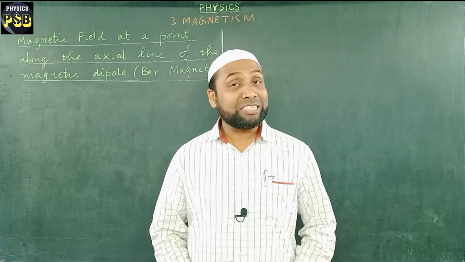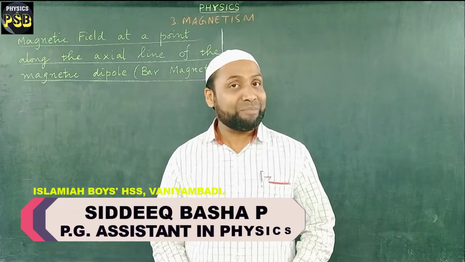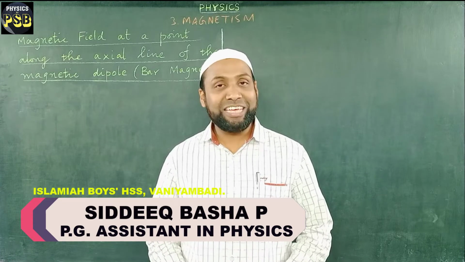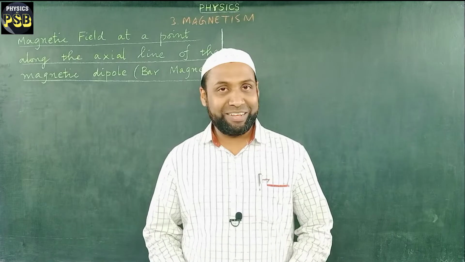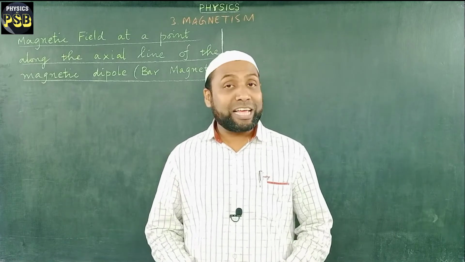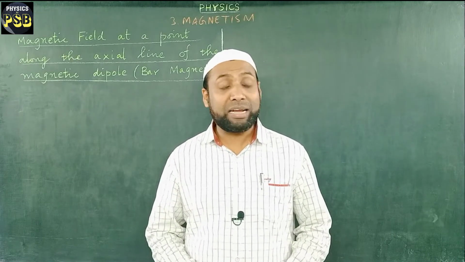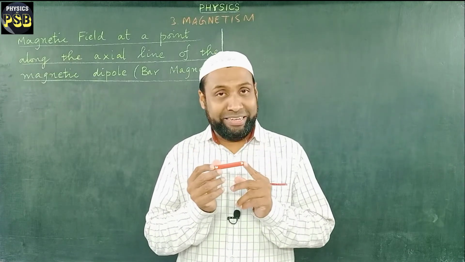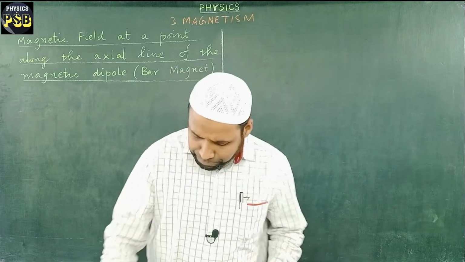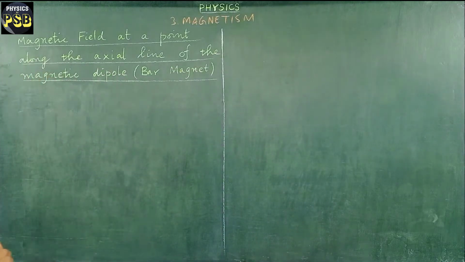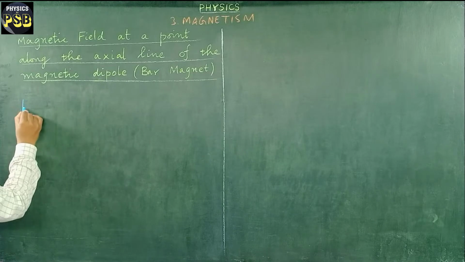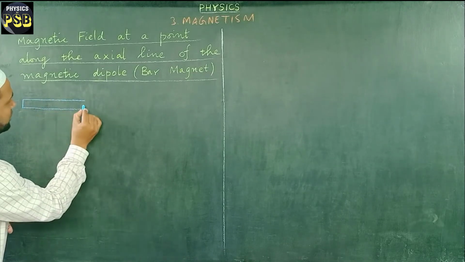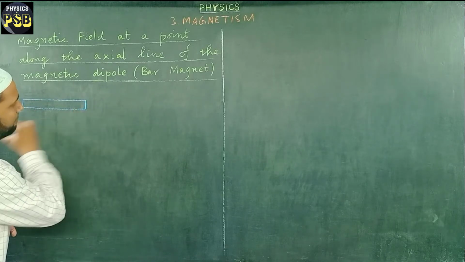We know the space around a magnet in which another magnet experiences a force is referred to as magnetic field. In this video, we are going to get the expression for the magnetic field at a point along the axial line due to a bar magnet. For that, I consider this one as a bar magnet.